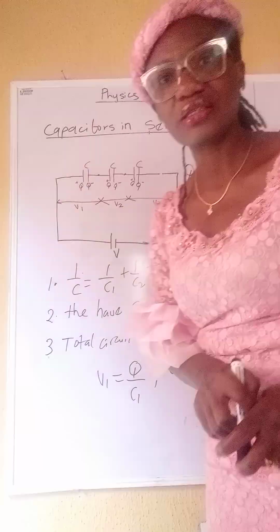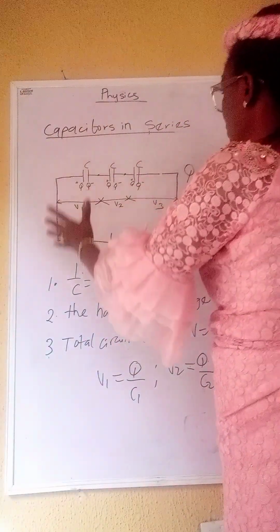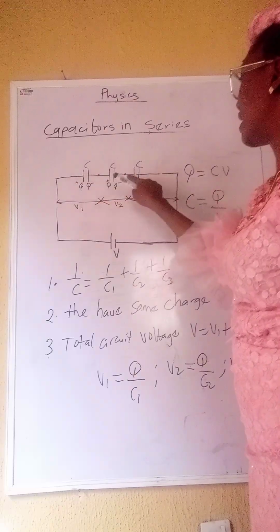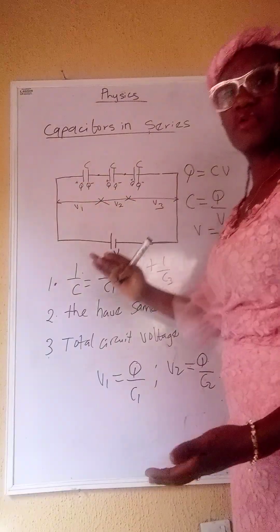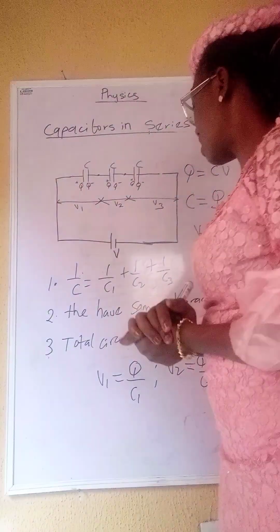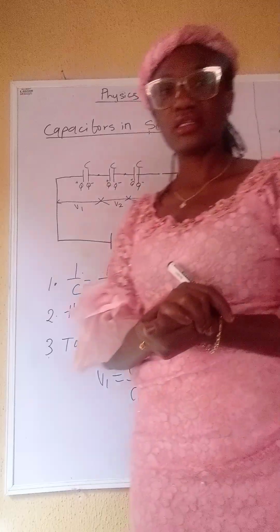And this is the application, whatever applies to capacitors in series. You can see the arrangement is end to end. But for parallel is on top of each other. Okay? And that is that for capacitors in series.